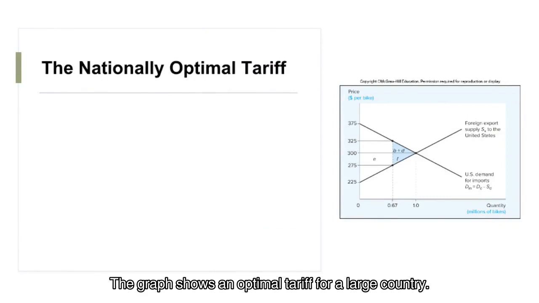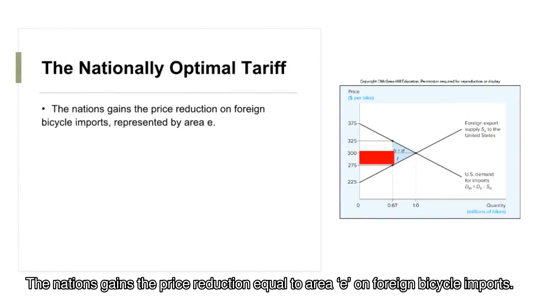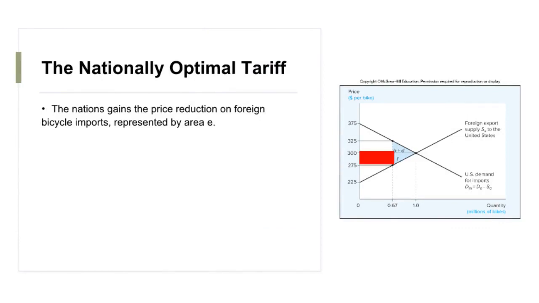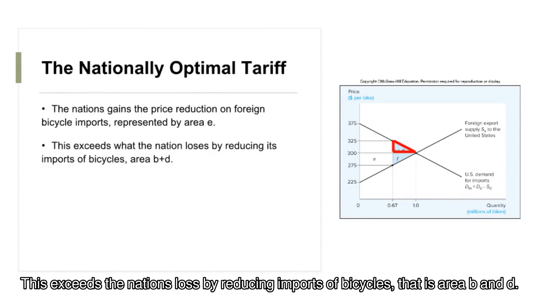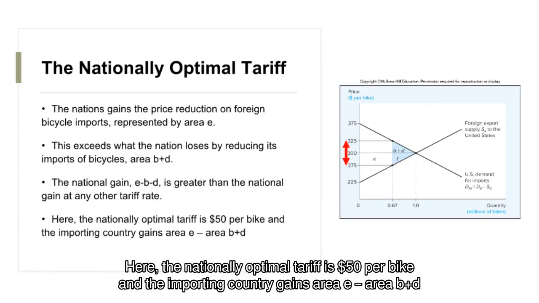The graph shows an optimal tariff for a large country. The nation gains the price reduction, equal to area E, on foreign bicycle imports. This exceeds the nation's loss from reducing imports of bicycles, that is areas B and D. The national gain, E minus B and D, is greater than the national gain at any other tariff rate. Here, the nationally optimal tariff is $50 per bike and the importing country gains area E minus areas B plus D.